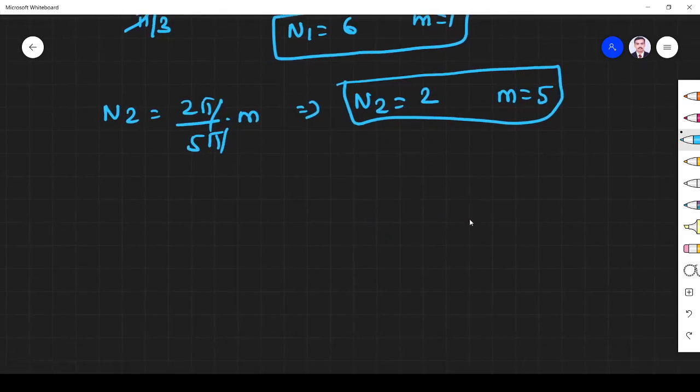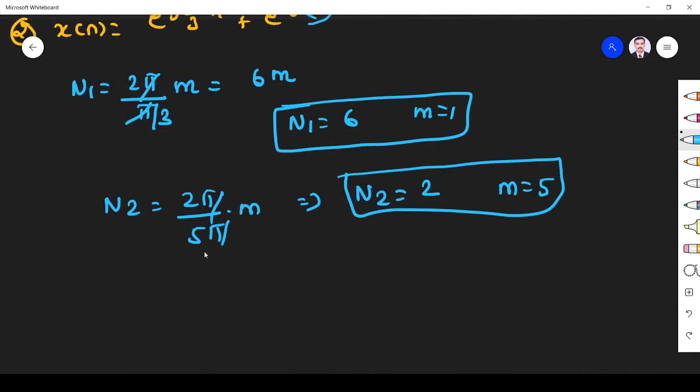Right, now we have to check whether x of n is periodic or not. Go for n1 by n2. So n1 by n2 is a ratio of integers. Clear or not? So it is 2 by 1 by 5. It is a ratio of integers, a rational number. This implies x of n is periodic.